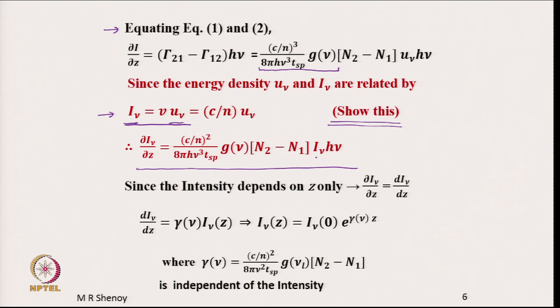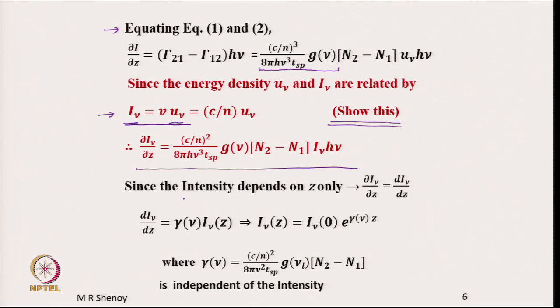For U nu, we have substituted I nu by v, where v is c by n, and therefore one c by n cancels here, and we are left with (c by n) whole square divided by 8 pi h nu cube, t spontaneous, into g nu into (N2 minus N1) into this. So, this h nu will also cancel with this, and therefore we will have in the denominator 8 pi nu square.